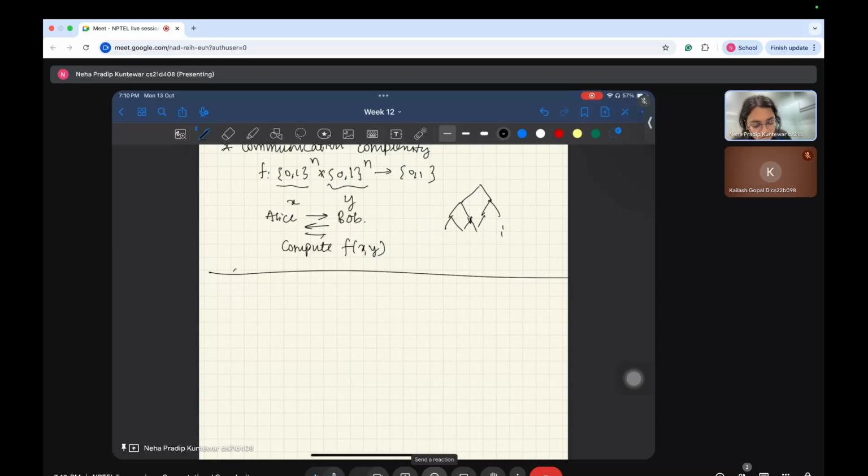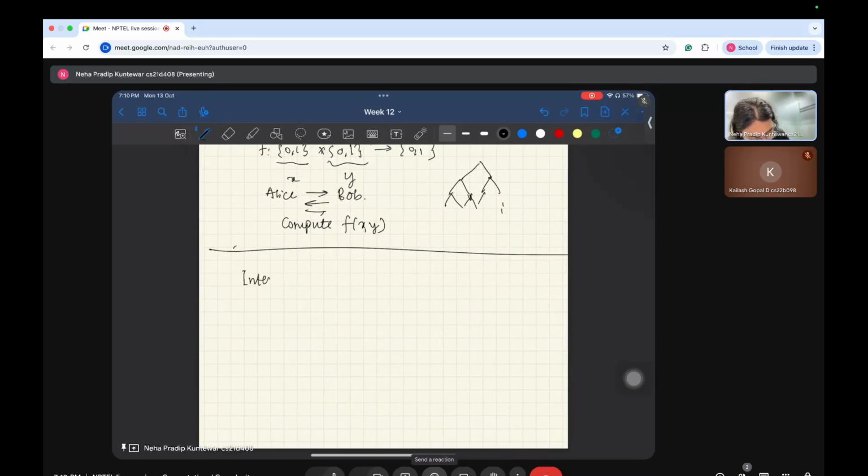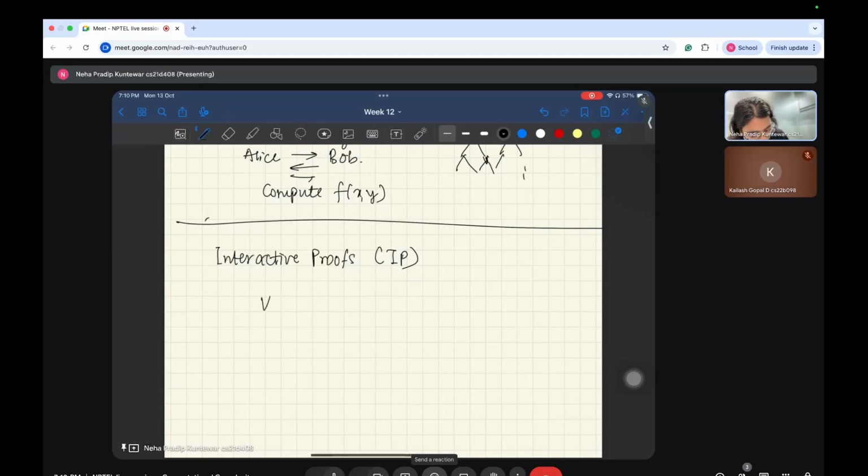So now we're going to define this new model, which, although it has slight overlap with the ideas in communication complexity, is a different class. So how do we define interactive proofs, or IP? You say that a language L, which is a decision language, is in IP if we have a verifier V and a prover P.